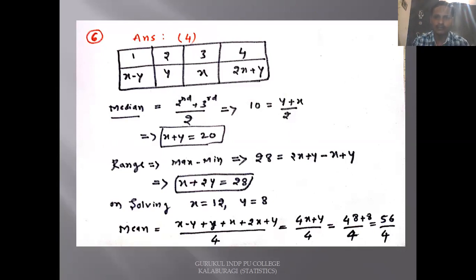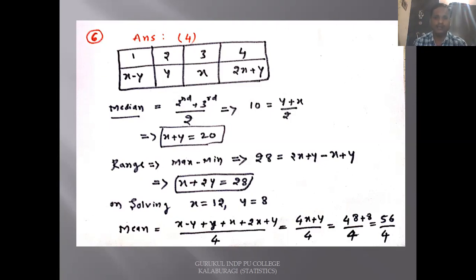First data will be x minus y. Second data will be y. Third data will be x. And fourth data will be 2x plus y. Now first we calculate its median. What is the median? Here again 4 objects are there. When we have an even number of objects, the median will be the average of the second and third observations, divided by 2. That gives the median of the resulting data.